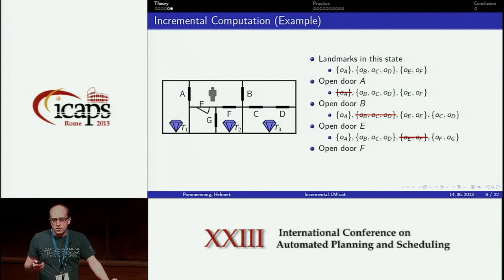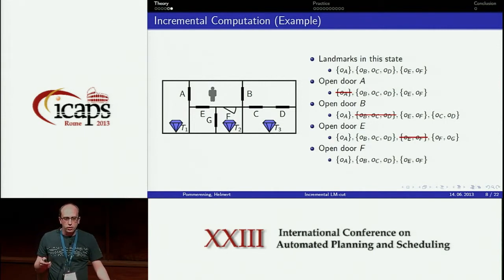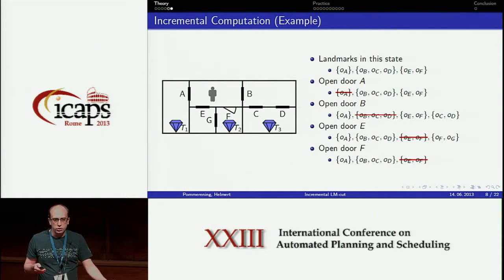And we couldn't find this landmark before because the cost of opening door F was tied up in the other landmark. And for the last successor, this is similar to the first one. If we remove the landmark that contained the operator we applied, we will not be able to discover a new landmark.